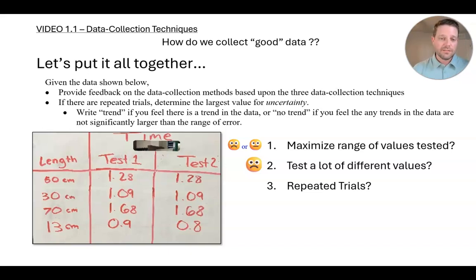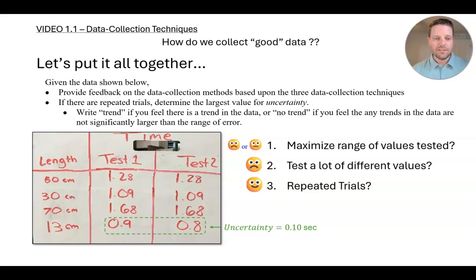Did they do repeated trials? They did. They did 2 for each one, so that's good. Happy face. And so now we're going to go ahead and determine the largest value for uncertainty. So the biggest difference in the repeated trials of those 4 different points was the 0.8 to 0.91. So that would mean our largest uncertainty was 0.1 seconds.